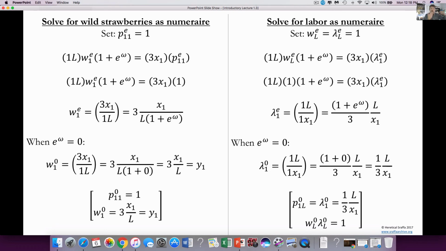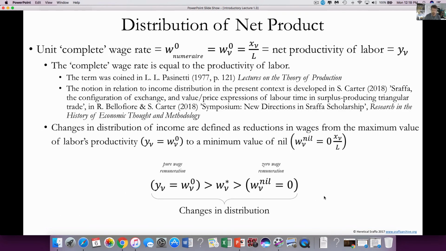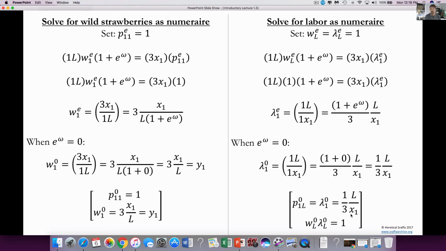Let me say it again. The complete wage rate in terms of wild strawberries is the reciprocal of the labor value of wild strawberries. They're going to be reciprocals of each other, both in terms of quantities, 3 and 1/3, as well as the units: quantity of wild strawberry per unit labor, quantity of labor per unit wild strawberry. And that's what we have here, again, when the rate of exploitation is equal to 0. So this then gives us the price of the wild strawberry, which is the labor value of the wild strawberry, 1/3 unit of labor per unit of good 1, and the value of wild strawberry is equal to 1.